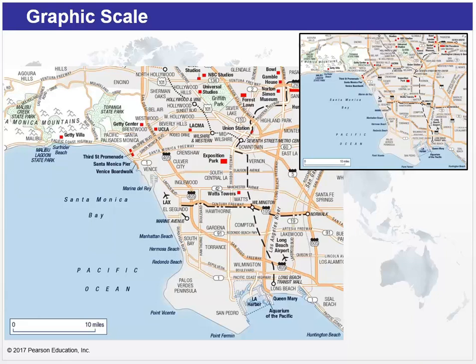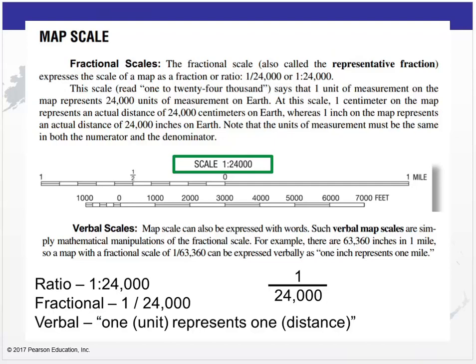And in addition to the graphic scale, we are going to look at two other scales, a fractional scale as well as a verbal scale. As you can see, the fractional scale is more or less a representative fraction, that is an expressed scale of the map fraction or ratio. The fractional scale, which is also called a representative fraction, expresses the scale of a map as a fraction or ratio. And so you can see here again, that's either going to be 1 over 24,000 or 1 to 24,000 up here.